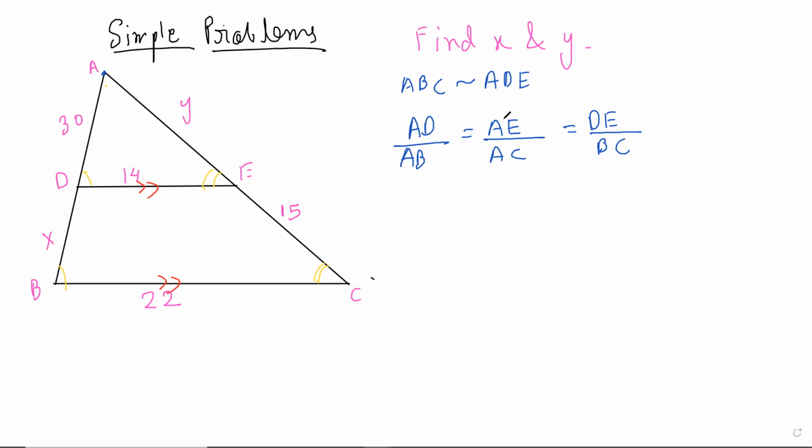So now I'll just put in the values. You see, AE is just Y. And AC is what? AC again has Y, right? It is Y plus 15. I'm just putting in the values, right? And DE is 14 and BC is 22. Is that okay? I've just put in the values, nothing else.